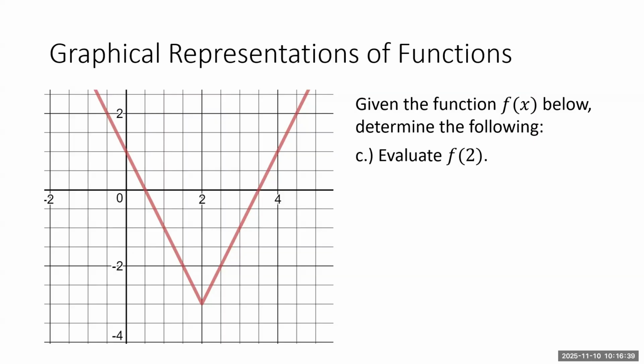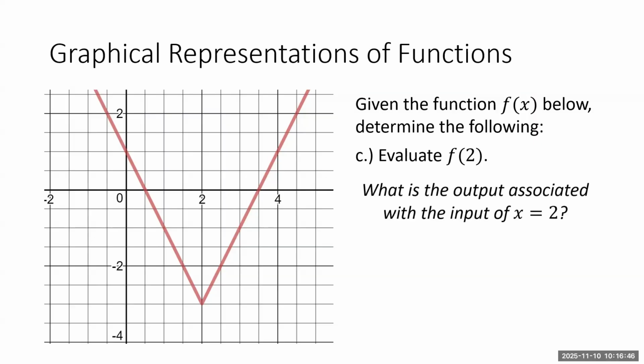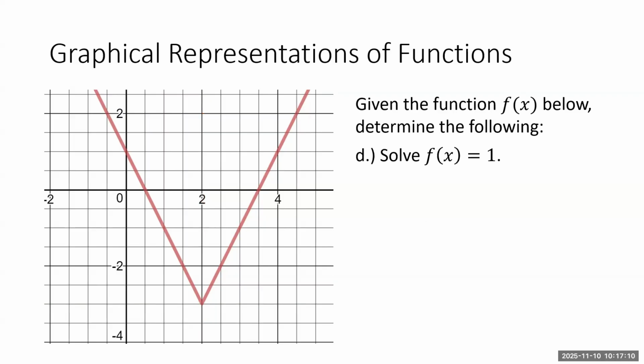Next, part C, I ask you to evaluate f of 2. The question I'm asking here is, what is the output associated with the input of x equals 2? We draw a vertical line at x equals 2, and we see that we intersect the function at the vertex. In particular, the y value associated with this is -3. That is highlighted on the graph. So f of 2 is -3.